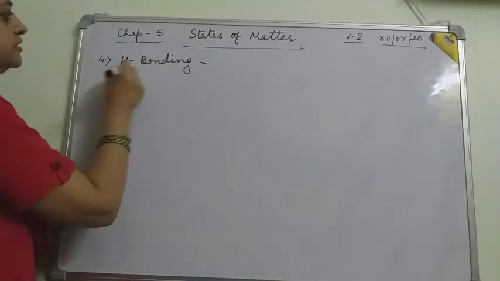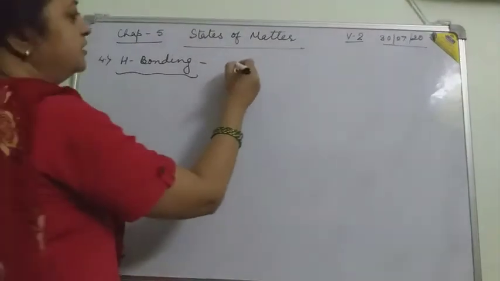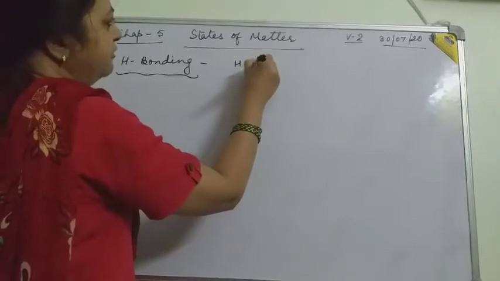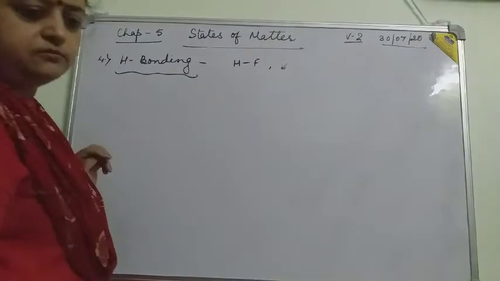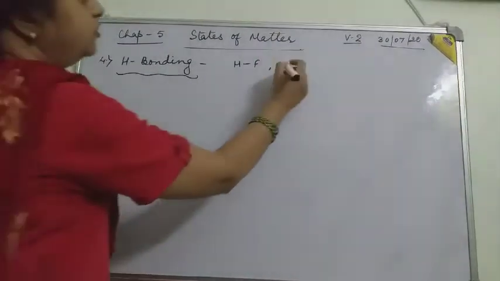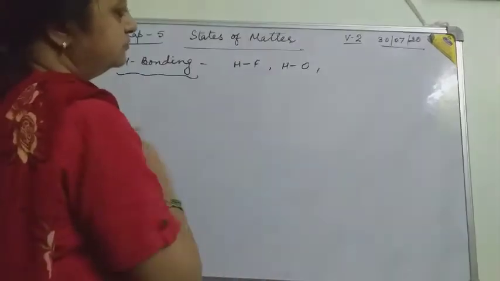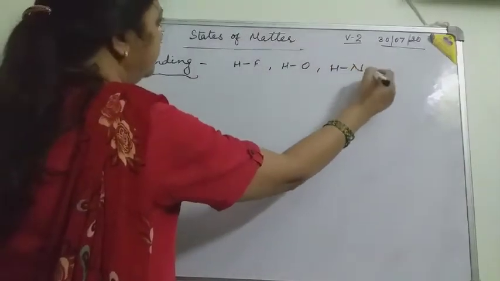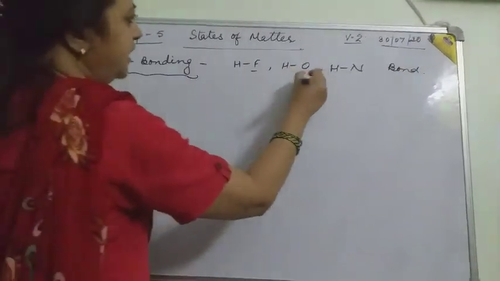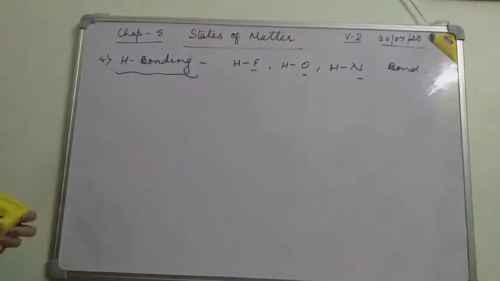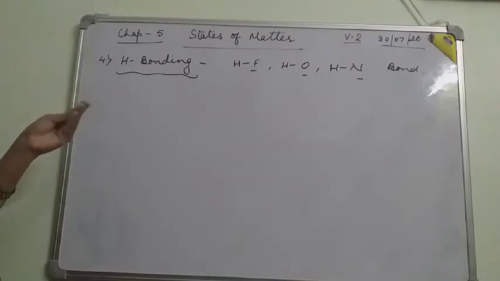We discussed the definition of hydrogen bonding, and for hydrogen bonding there must be an HF bond, HO bond and HN bond. So a highly electronegative element must be present for hydrogen bonding, and a charge must be developed on it.